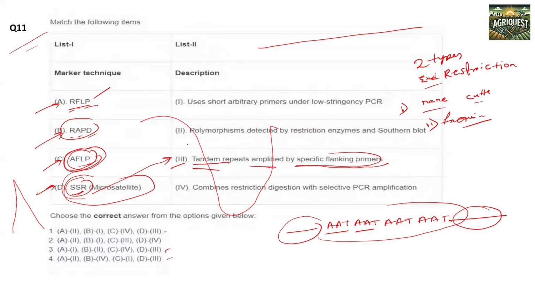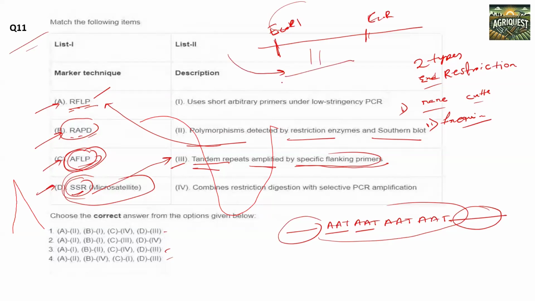The polymorphism is detected by a restriction enzyme and Southern blot. This means RFLP. In RFLP, only one restriction enzyme is used, EcoRI. After the restriction by the enzyme, the fragments are moved to the Southern blot. After that, your probe is utilized and checked whether it is present or not. This is done in RFLP, so A is equal to 2.